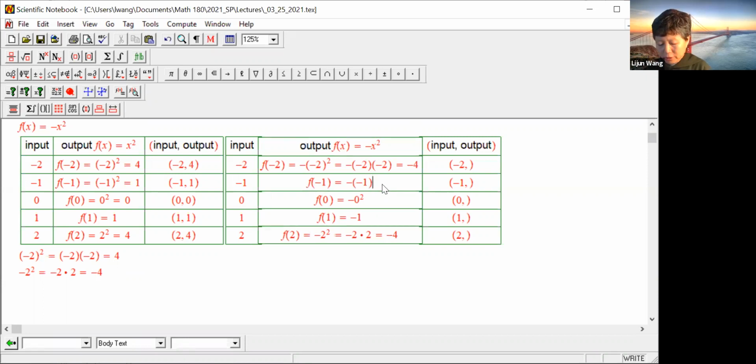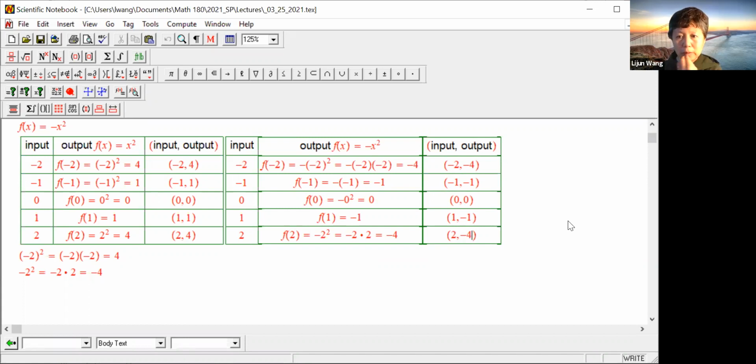Okay, so over here is going to be -1. And of course, that's still 0. And that's going to be -1 and -4. Okay, so here's -4, -1, 0, -1, -4.